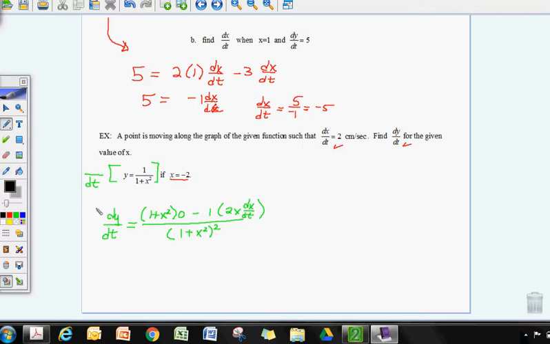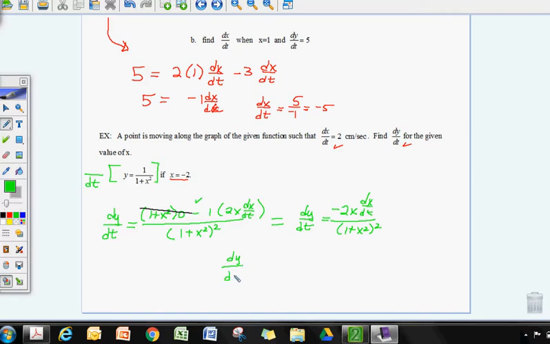Now, some neat things happen. Do you see that anything times 0 is going to wipe that out? So I can keep moving on, and I can start to plug in, or I can look at what my formula is. My dy/dt is going to equal 2x dx/dt all over my 1 plus x squared quantity squared. And I have to apologize, this was negative, so that negative sign has to stay there too. Okay, so plug in my values.